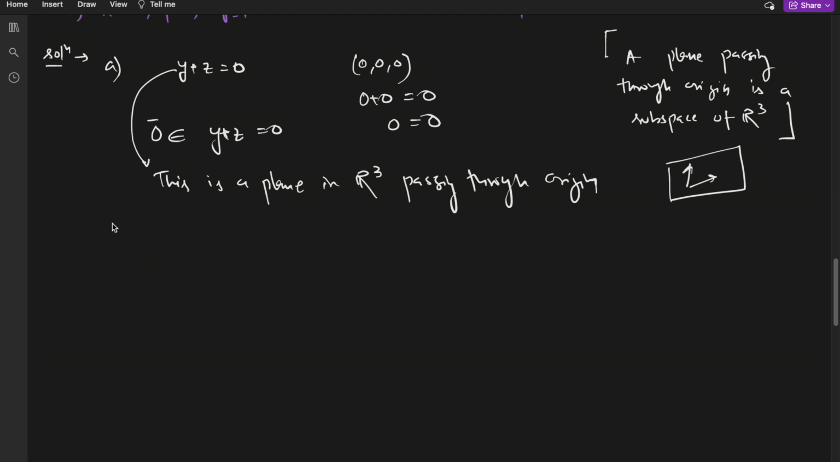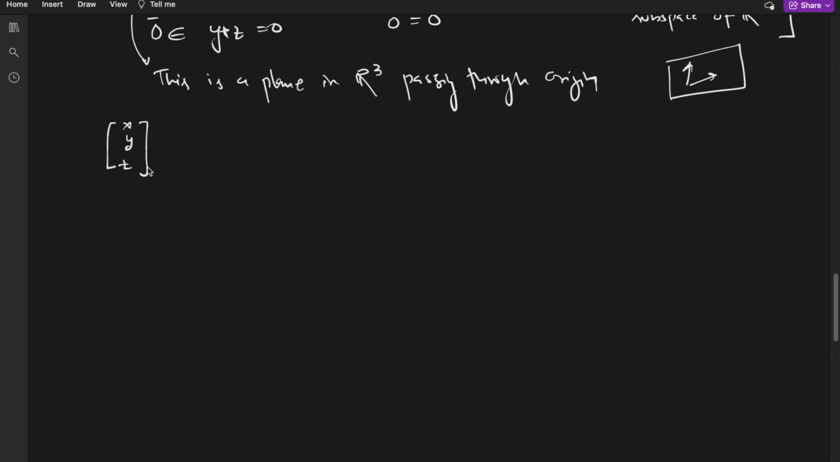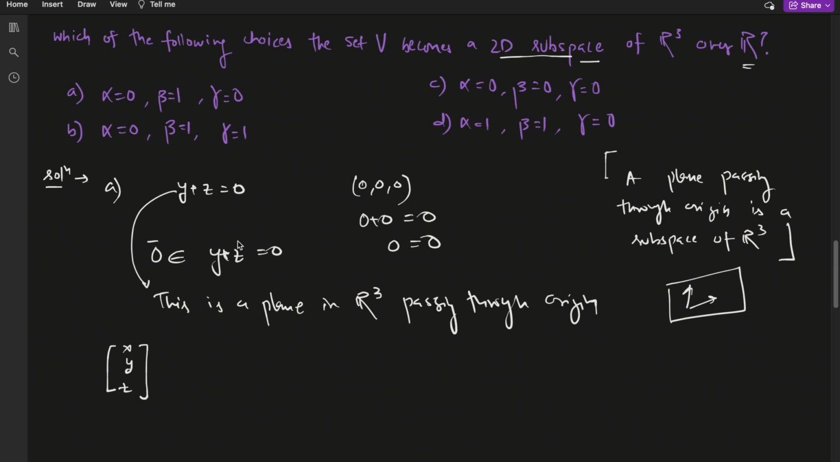Now the other way is, for example, these are the vectors, right? This is the vector X, Y, Z belonging to R cube, and this is the constraint, right? So I need to check this y plus z equal to 0. So I will apply some row operation to get this y plus z equation. I will do R2 goes to R2 plus R3, so this becomes x, y plus z, and z. And now I apply the constraint. The constraint is y plus z equal to 0. So this becomes x, 0 and z.